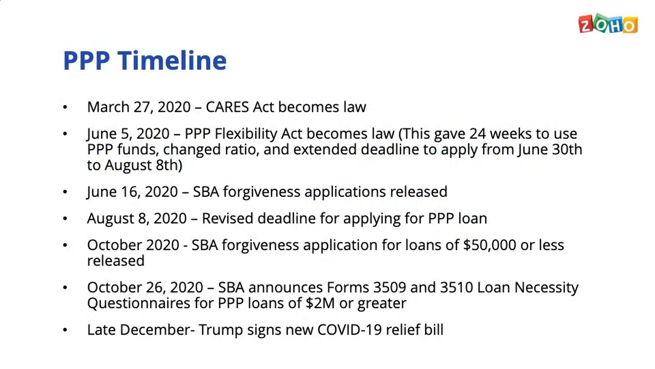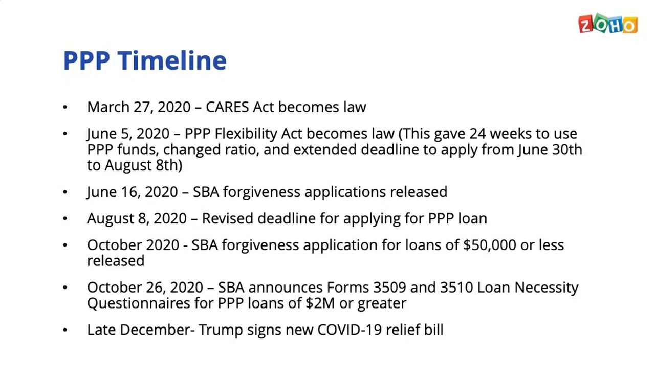And here's a timeline, kind of just walking through everything that's happened. So March 27th, 2020, I'll just quickly go through this. CARES Act became law. June 5th, PPP Flexibility Act becomes law. This gave the 24 weeks instead of the 8, which helped out a ton of small businesses, and it extended the deadline from June 30th to August 8th.